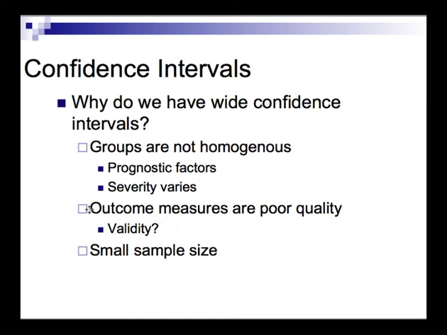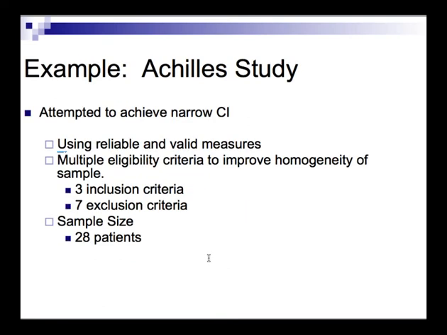And so the other thing that comes into play is the measurements themselves. Are they good? Is the dependent variable being used very reliable? Is it rigorous? And then the final thing that determines it is sample size. So let's look at the Achilles study.